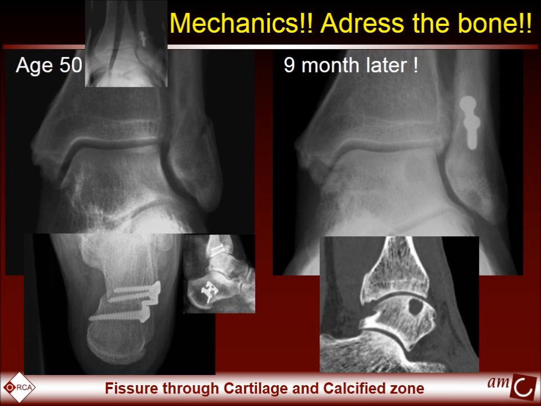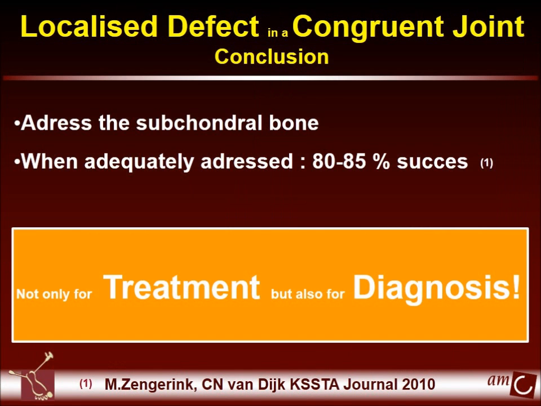So my message is, address the subchondral bone if you have an osteochondral defect. And when you adequately address the subchondral bone and the overlying cartilage, you have 80 to 85% success. We know that from the systematic review that we performed and published in the Cartilage journal 2 years ago.